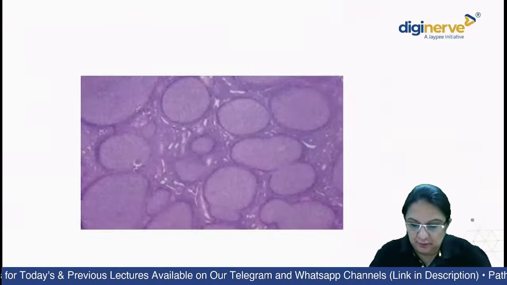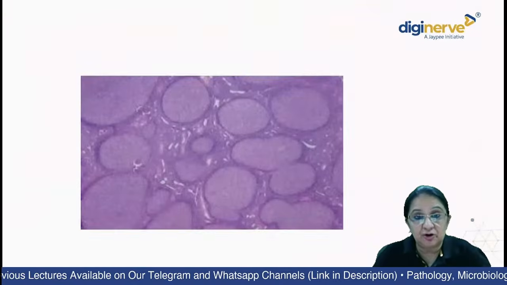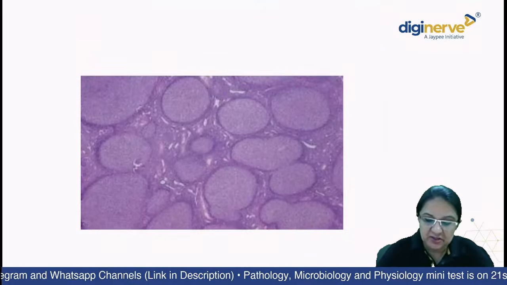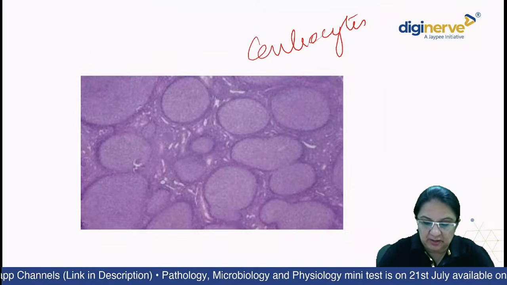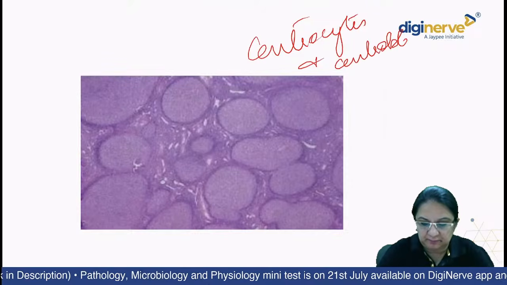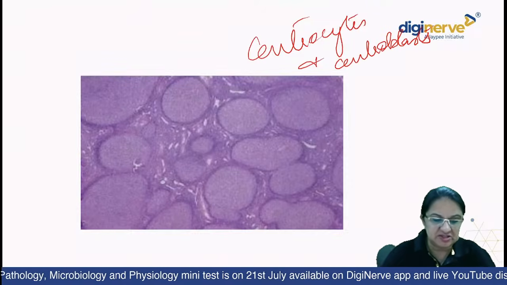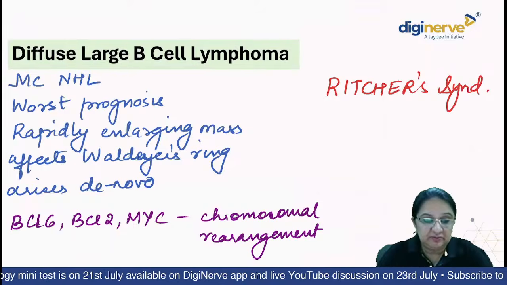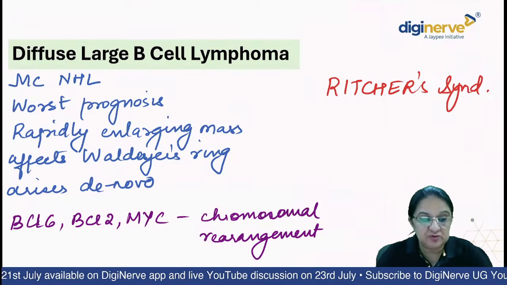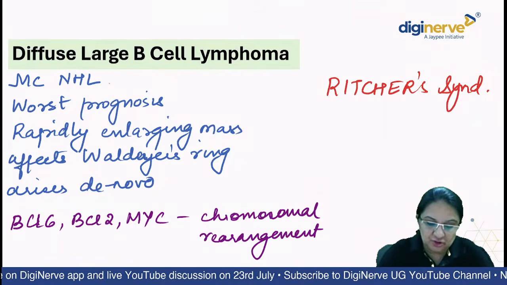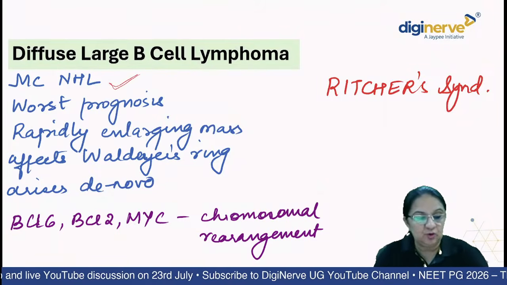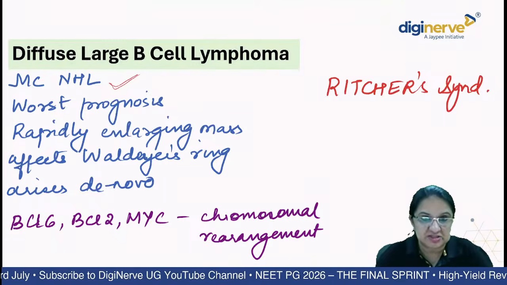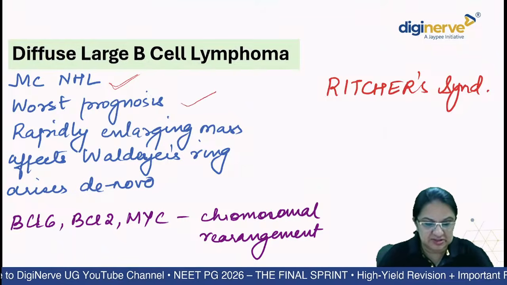Now, what will you see in biopsy? You will see nodular or follicular aggregates of the lymphoma cells, composed of centrocytes and centroblasts. So that is follicular lymphoma. Now DLBCL, or diffuse large B-cell lymphoma, is the most common NHL. Remember, this is the most common NHL. Follicular lymphoma was the best prognosis; here it is the worst prognosis.